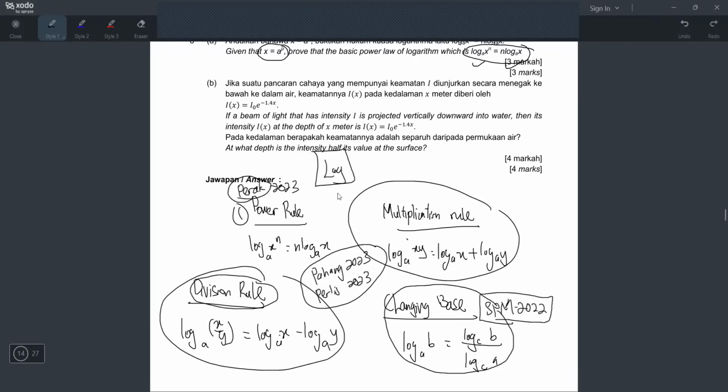There are still a lot of proving questions under progression, quadratic, coordinate geometry. Sometimes they ask you to prove the coordinate area formula, and there are many more in the trigonometry chapter. But I'm just saying, within the log chapter it's just these four formulas that will come out.